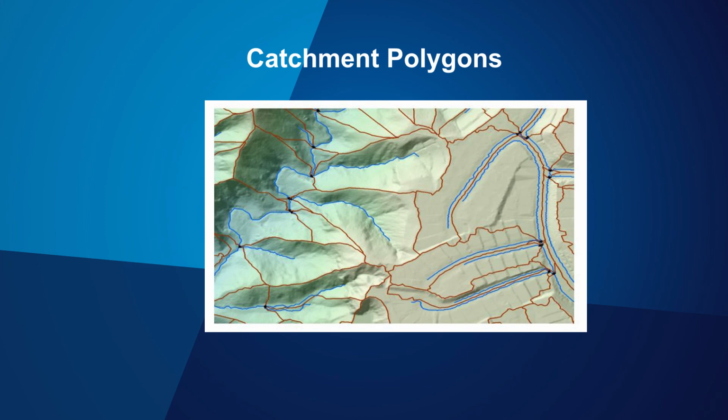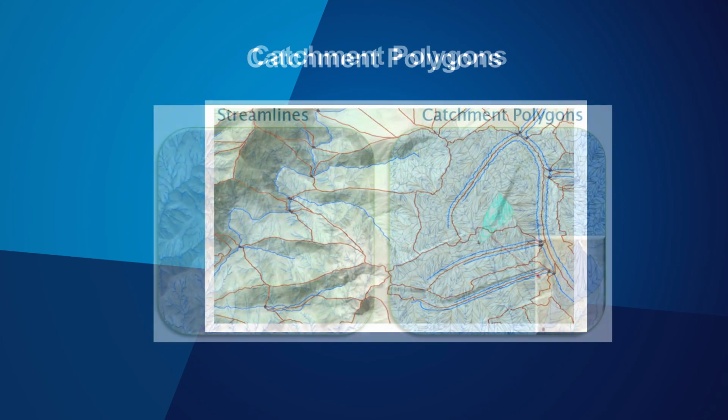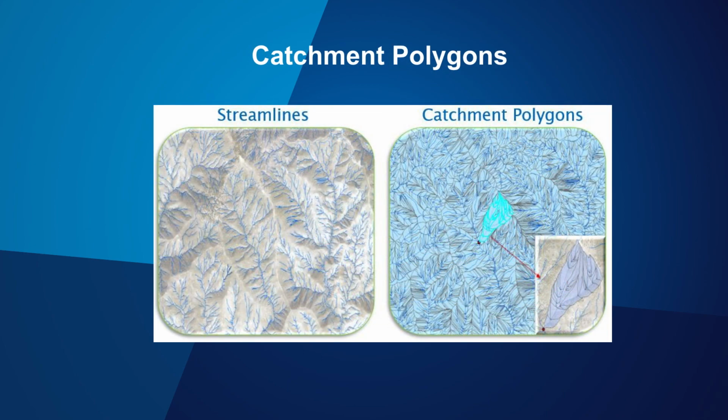Catchment polygons. Here is our final product. As you can see in this slide, we have catchment polygons, streamlines, and flow direction. Catchment polygons. Here is another example of catchment polygons and streamlines from mountain areas.